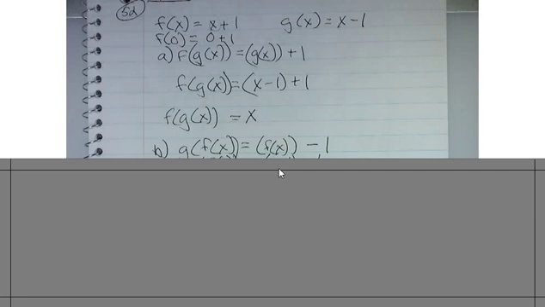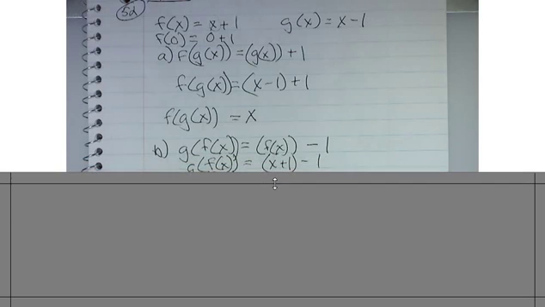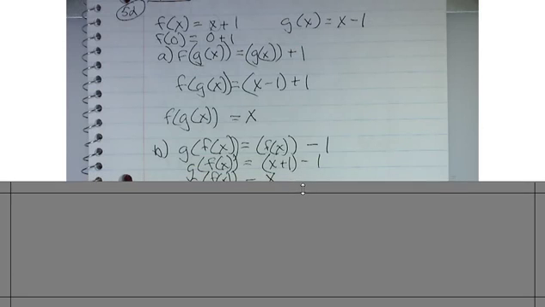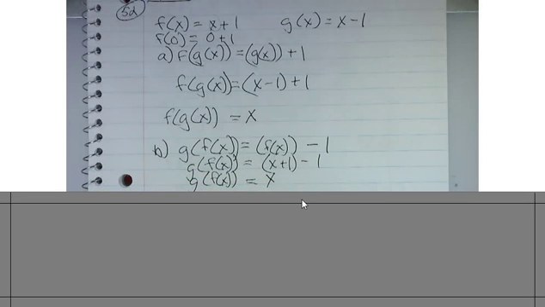Well, same thing. g of x is x minus 1, right? So we look up here, this is x minus 1. So instead of putting x minus 1, I'm going to put f of x minus 1. Well, what is f of x? Well, f of x was x plus 1. So I'm going to write g of f of x is equal to x plus 1 and then tack on the minus 1. When I clean that up a bit, I get g of f of x is x.